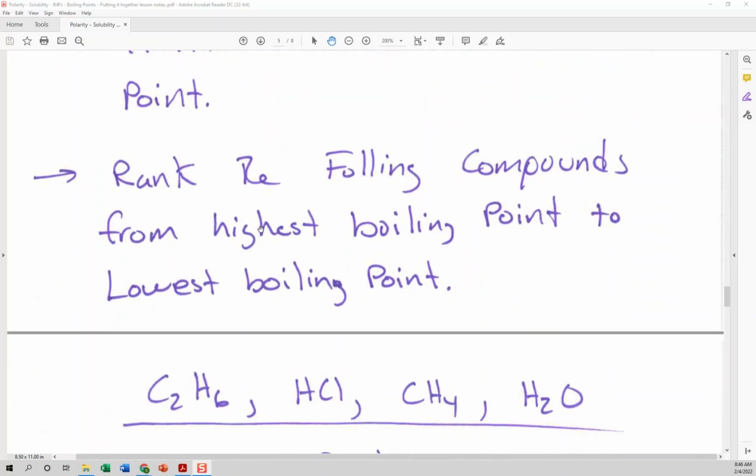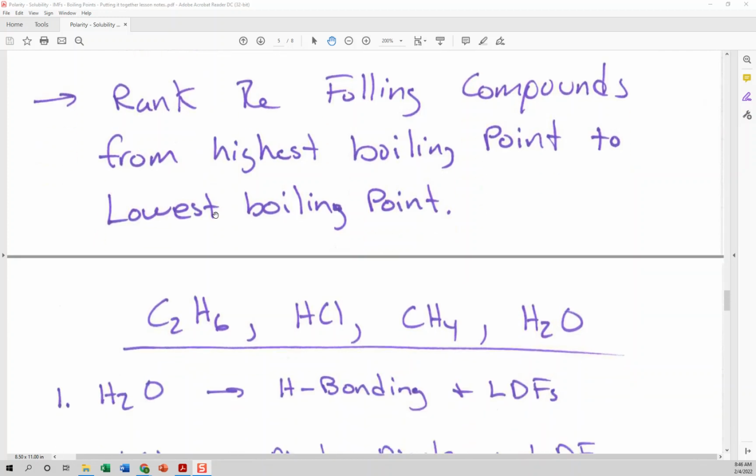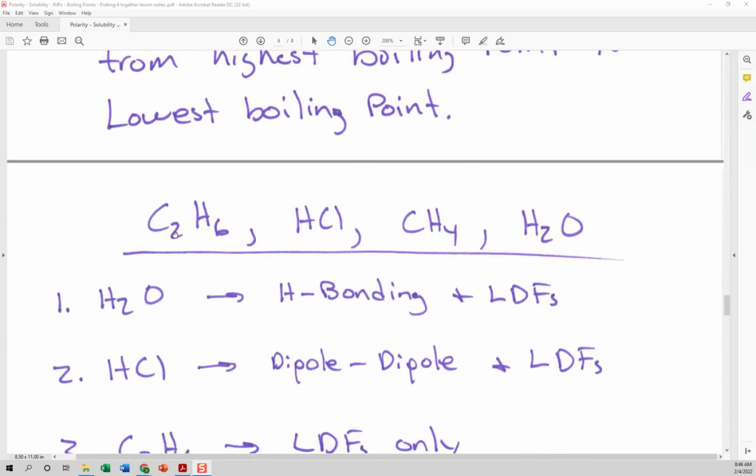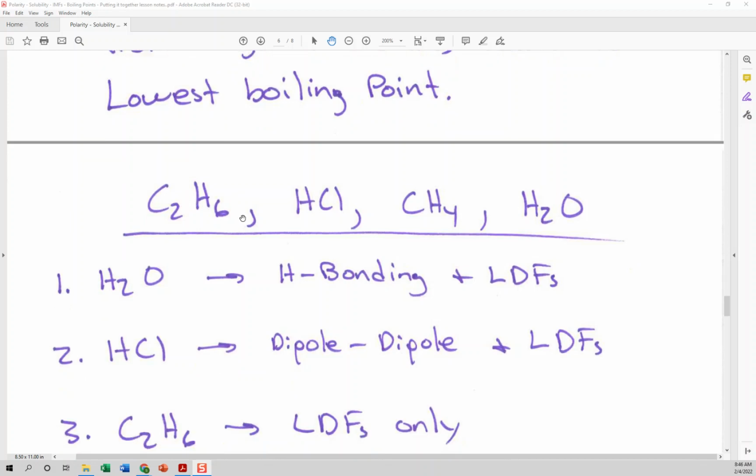So let's do this. What if we were told to rank the following compounds from highest boiling point to lowest boiling point? We've got ethane, HCl, methane, CH4, and water, okay? If you're asked to rank from highest boiling point to lowest boiling point, what we're really asking you to rank is strongest IMFs to weakest IMFs. Strongest IMFs would have the highest boiling point, weakest IMFs would have the lowest boiling point. That's what we're really asking, okay?